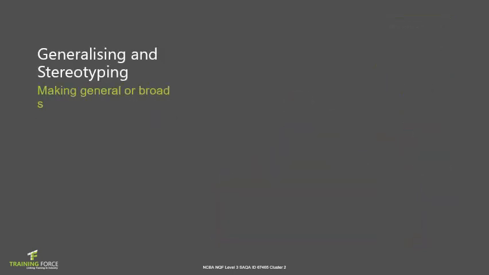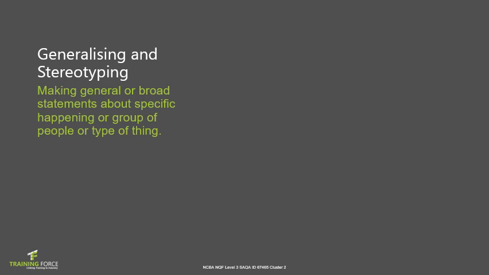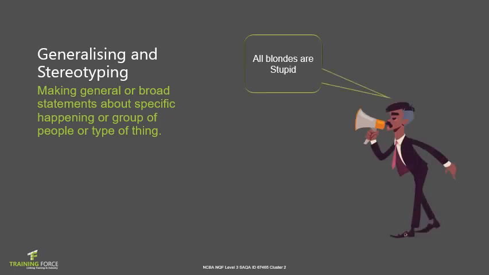Generalizing and stereotyping is another way of exaggeration, or another way of making a comment specific to a type of group of people or a type of thing. It's a broad statement that says all people are the same, or all groups of people are the same, or all groups of things are the same. In the example, a very common one that people use today is all blondes are stupid, and generally not all blondes are stupid. So that generally would be a stereotyping.